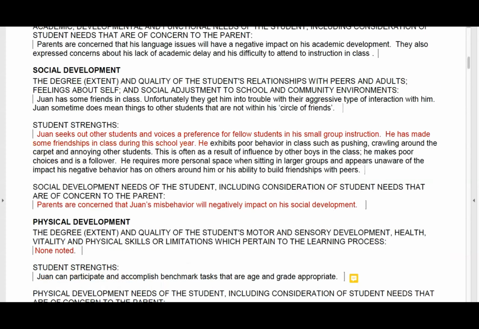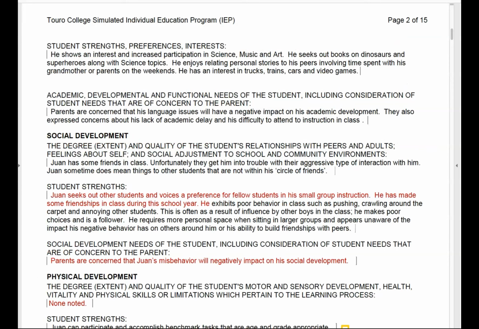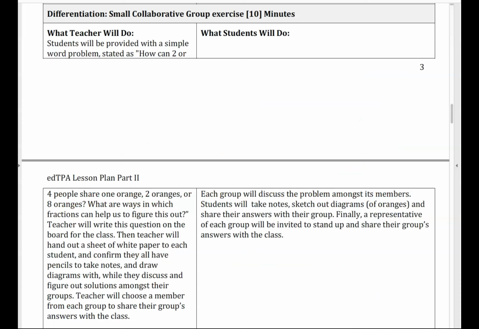Also on the IEP, under student strengths, he seeks out other students and voices a preference for fellow students in his small group instruction. So he has an interpersonal learning preference. So we have also built, under differentiation, a small collaborative group exercise on the lesson plan. And we're going to break out one of those groups for our focus learner.